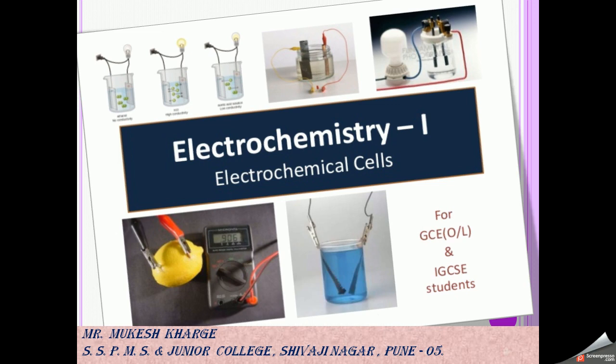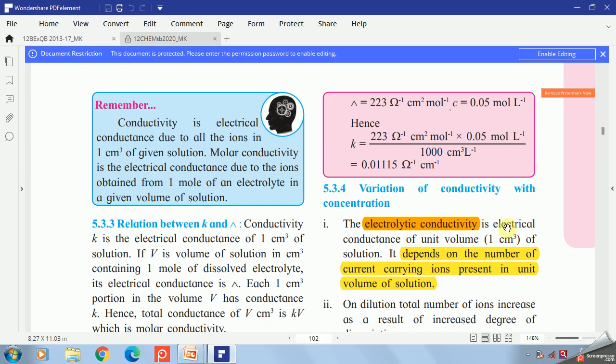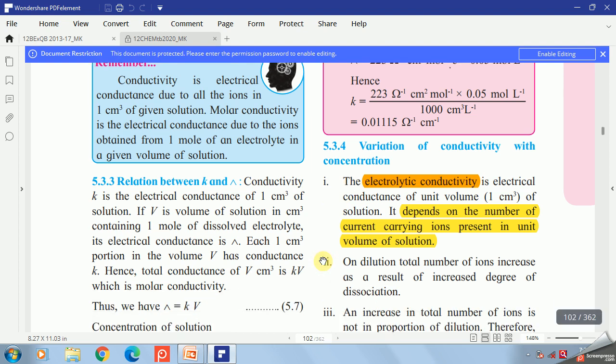Let us discuss next video part number 2 of this topic. Let us discuss variation of conductivity with concentration. So first point is the electrolytic conductivity is electrical conductance of unit volume, that is 1 centimeter cube of solution. So that is the definition.